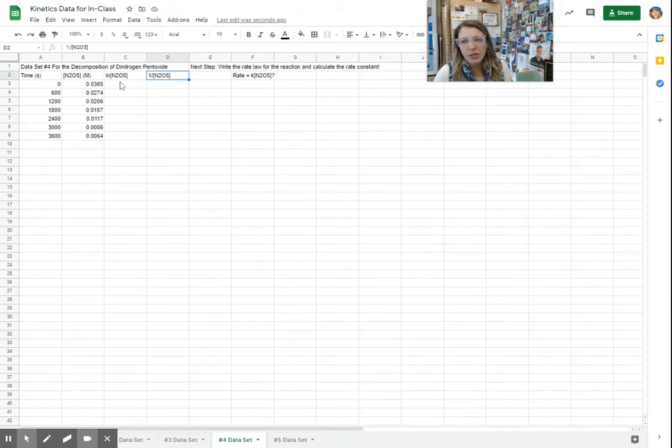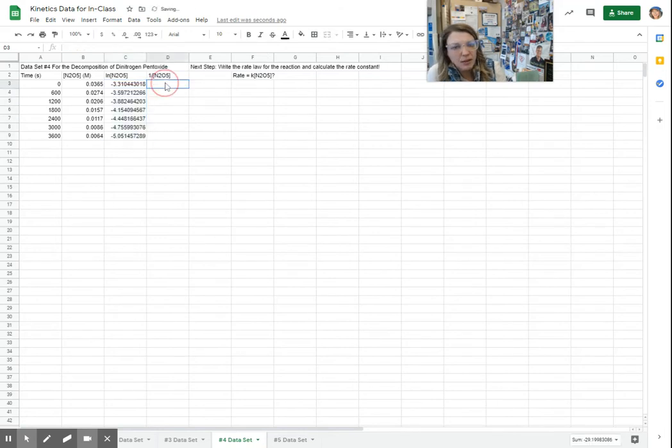So all we need to do is the calculations to get the data into the natural log and into 1 over. So let's set this up: equals natural log, take the cell we want to do the work on, and then we're just going to drag this down to get it to populate. Let's do this again over here. Equals 1 divided by, and that equals sign is how you tell Excel or Google Sheets that you want it to do some math for you. So 1 over B3, let's drag this down.